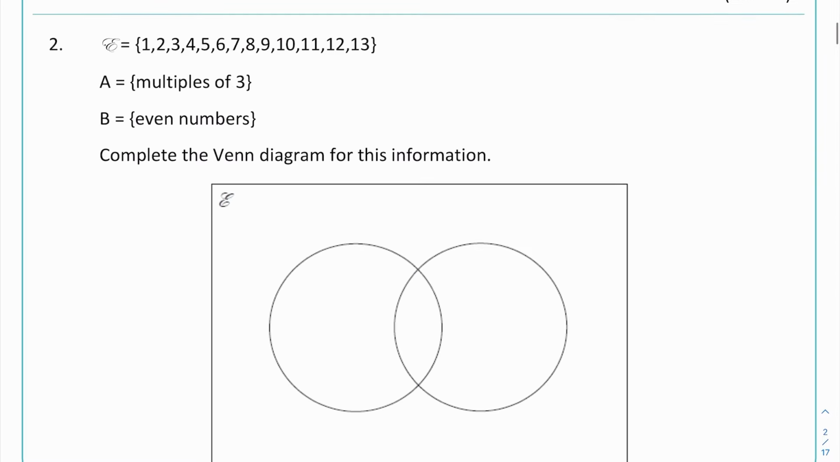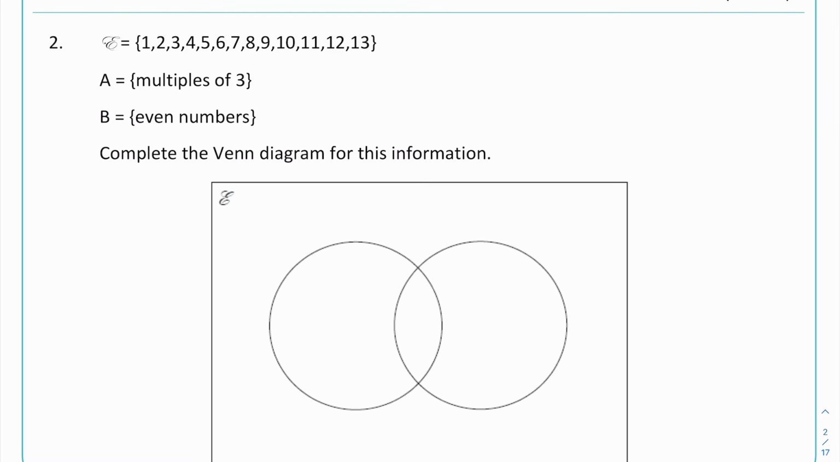Question 2, we have a Venn diagram. So it says here we're using all the numbers from 1 to 13. A is the multiples of 3 and B is the even numbers.